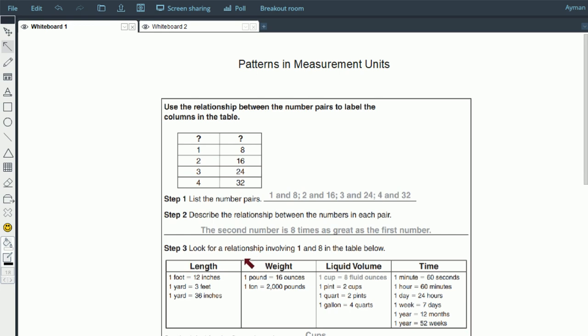Then we will look for a relation involving 1 and 8. Where is the relation that involves 1 and 8? It is 1 cup and 8 fluid ounces. So the label for the first column should be cups. Here the number of cups, and here the number of what? Of fluid ounces.